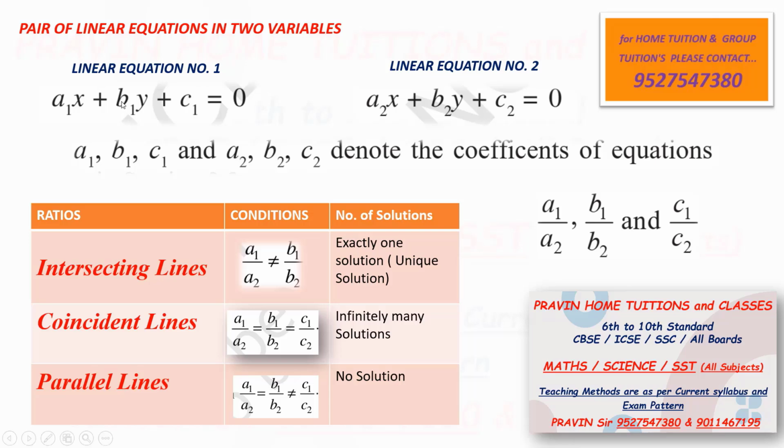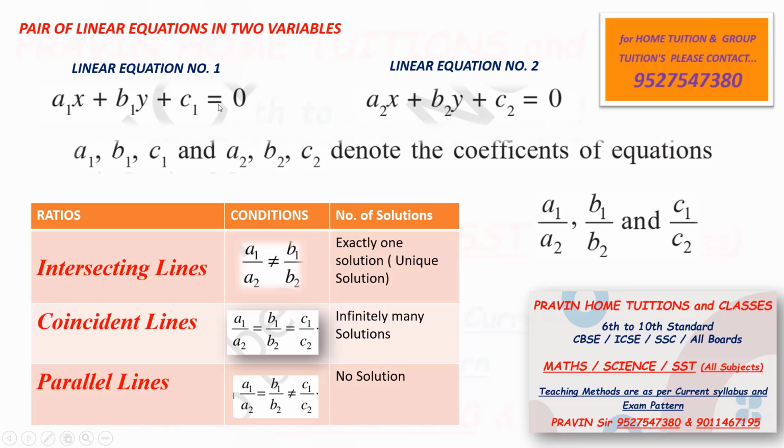So A1, B1, C1, A2, B2, C2 are the coefficients of the different terms of the equation. Now see, in A1x, the x coefficient is A1 in linear equation 1. B1 is the coefficient of the second variable. C1 is the constant in the linear equation. And see the standard form, LHS equal to RHS.